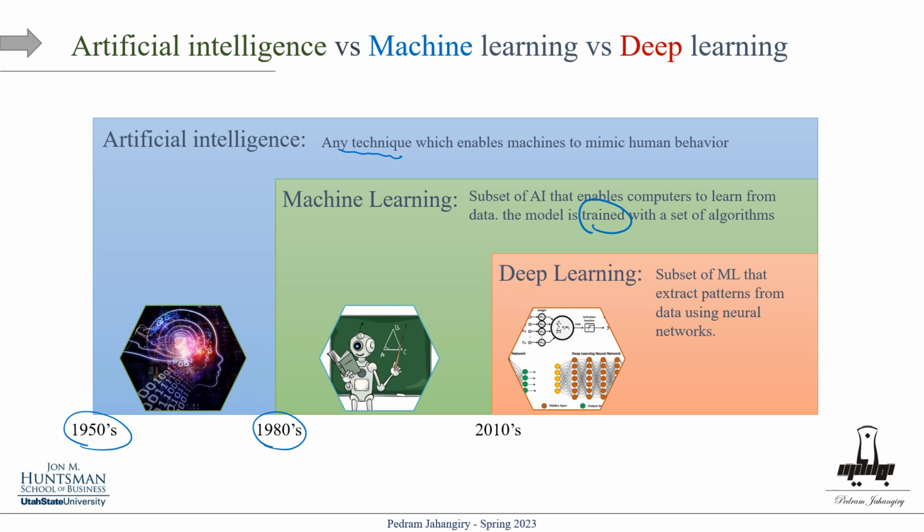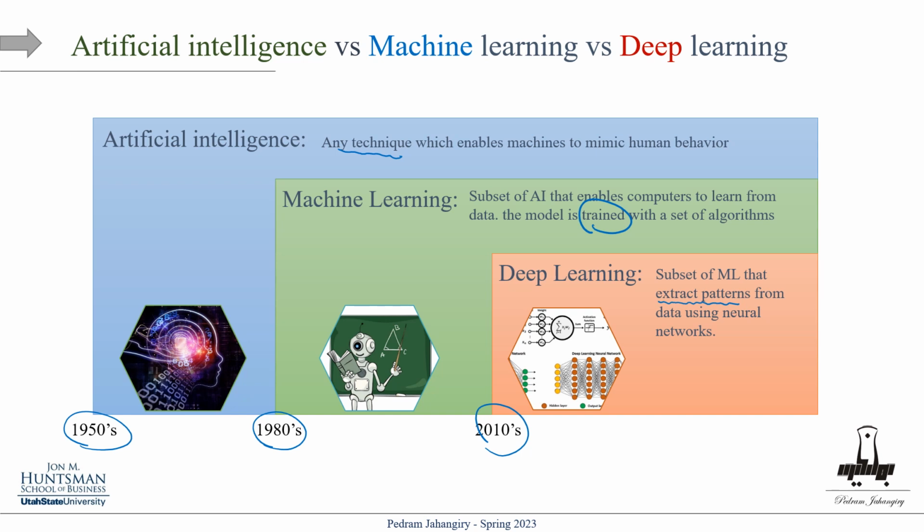And then the next one is deep learning. It was in 2010 that the computation power was there and the algorithms were there. Deep learning is a subset of AI that extracts patterns. Here the key term is extracting patterns from the data using neural networks. We're going to talk about the details of neural networks, but the key point here is that we are not engineering features like in machine learning.